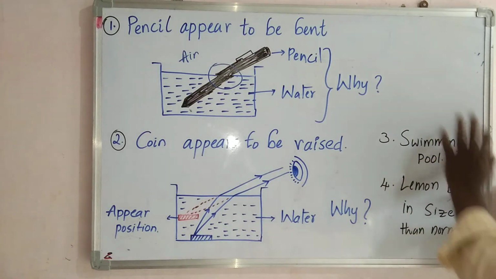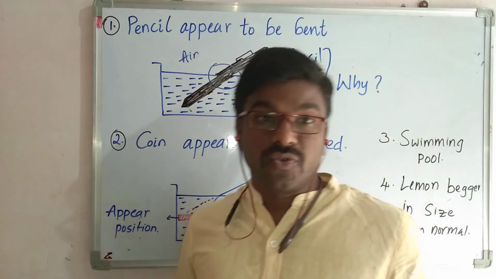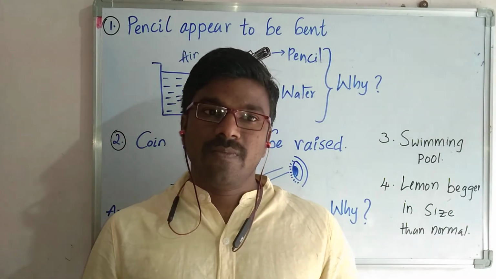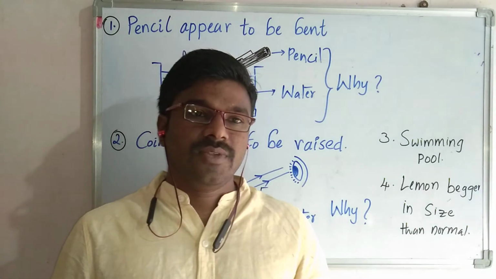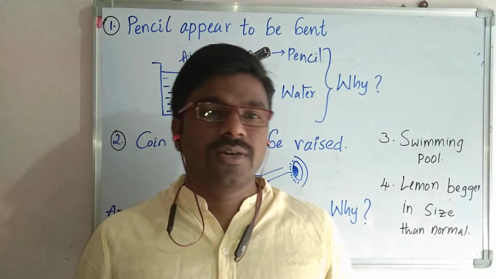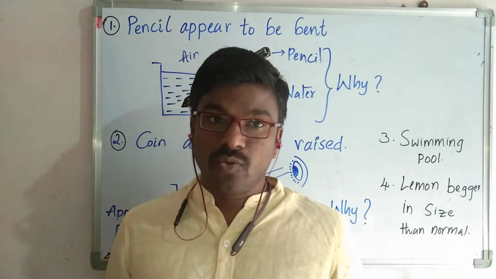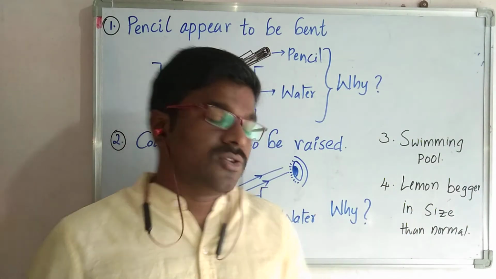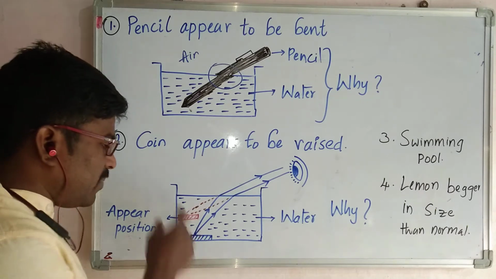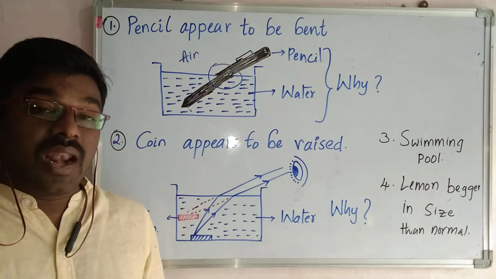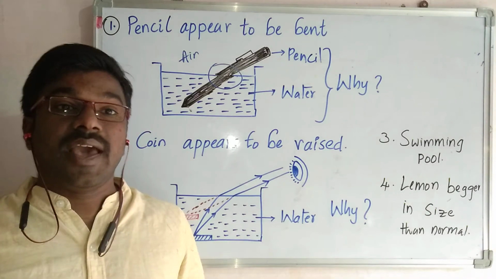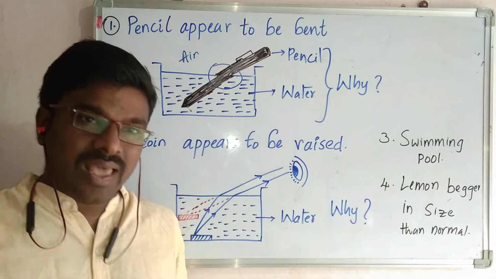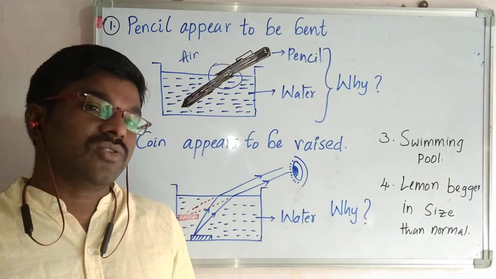For example, if you go to a swimming pool to swim, and you observe the depth of the swimming pool from outside, the depth is lesser than the actual depth. I think you might have seen this, right? Similarly, if you keep a lemon inside the water, the lemon appears to be bigger than the actual size. Why does the lemon look bigger than the actual size?